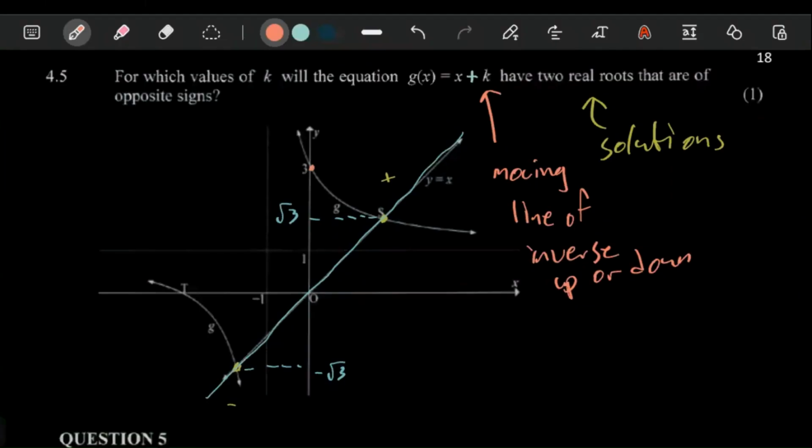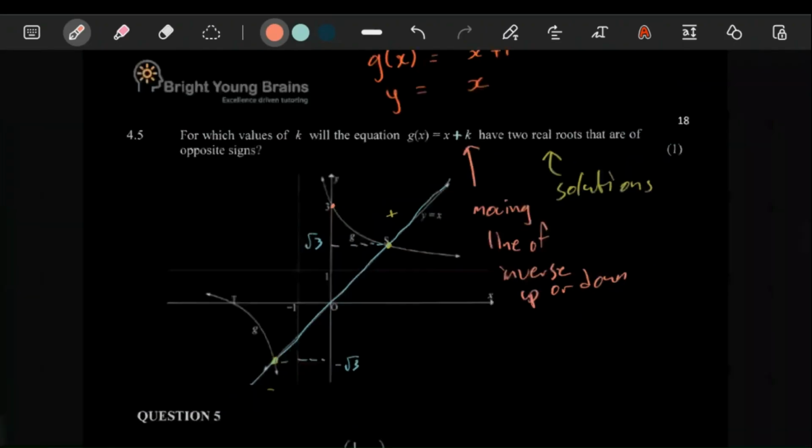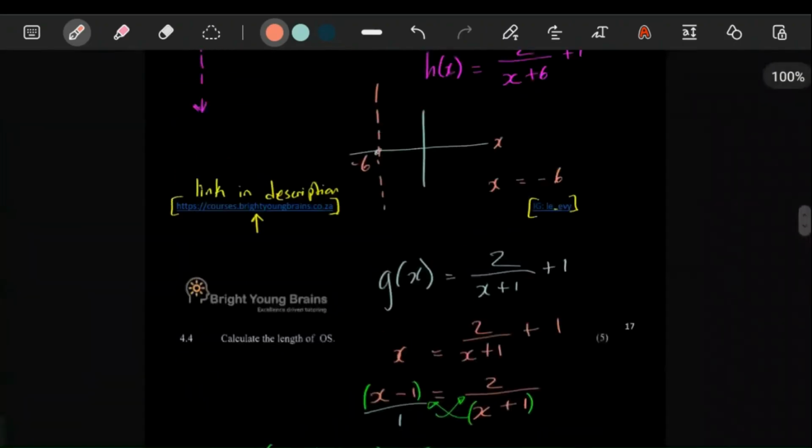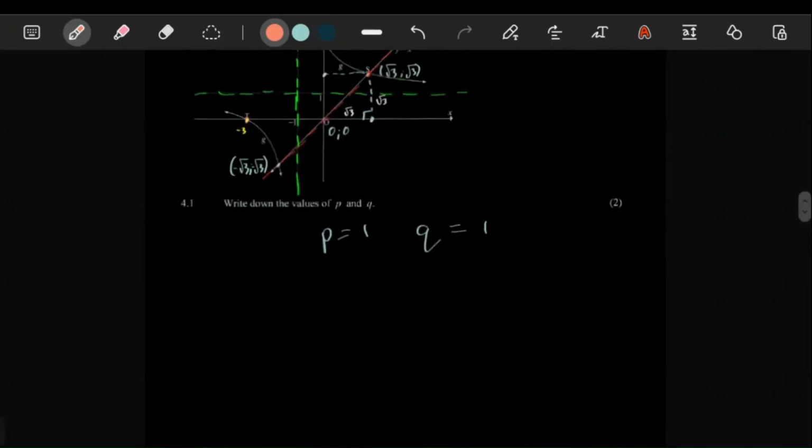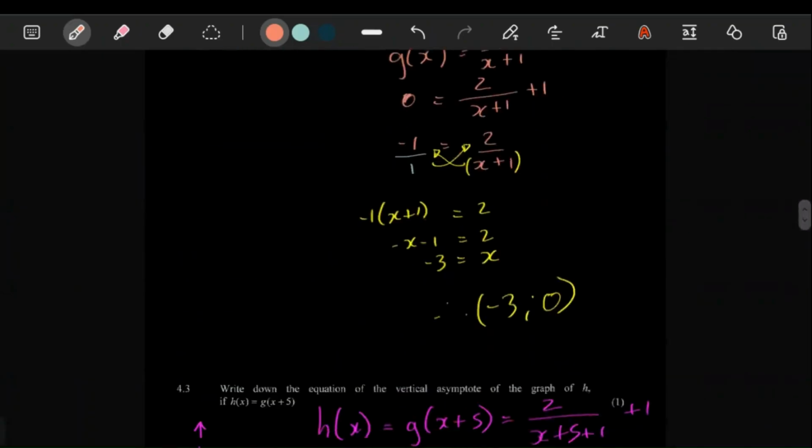And because these graphs are somewhat symmetrical, what we do know is, firstly, this graph has a y-intercept of 3. The x-intercept, did we get the x-intercept? I think we did. Yeah, we got the x-intercept to be minus 3.